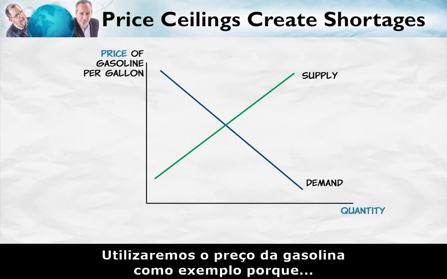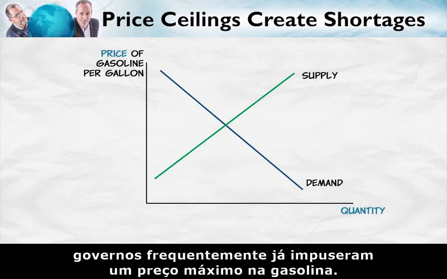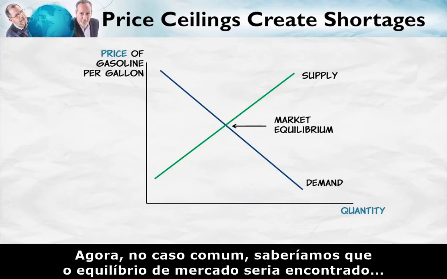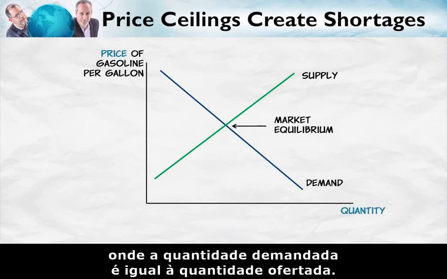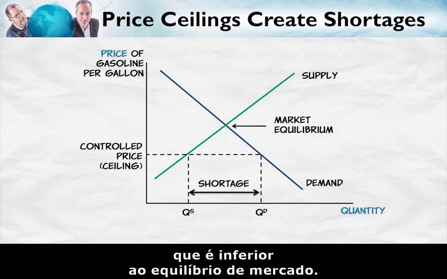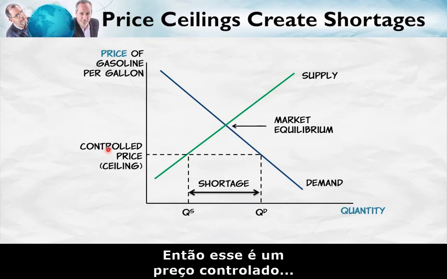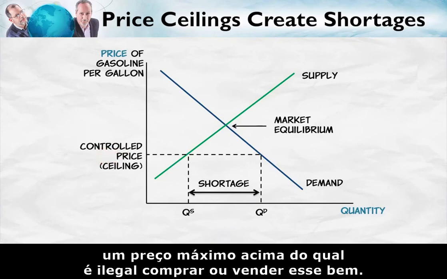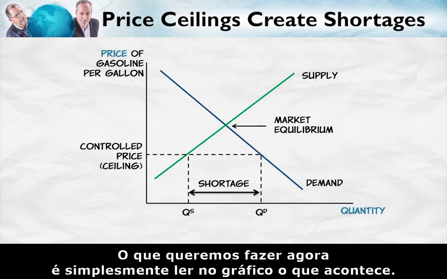We'll use the price of gasoline as an example because governments often have imposed a maximum price on gasoline. Now, ordinarily, we would know that the market equilibrium would be found where the quantity demanded is equal to the quantity supplied. But suppose that the government imposes a maximum price which is below the market equilibrium. So this is a controlled price, a maximum price above which it is illegal to buy or sell this good. What we want to do now is simply read off the diagram what happens.